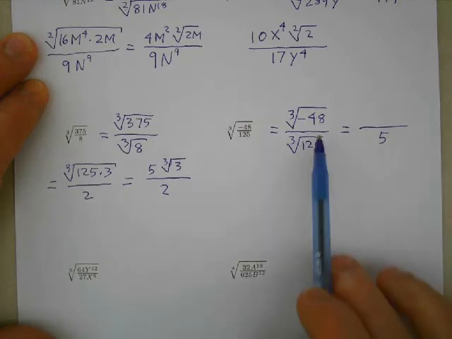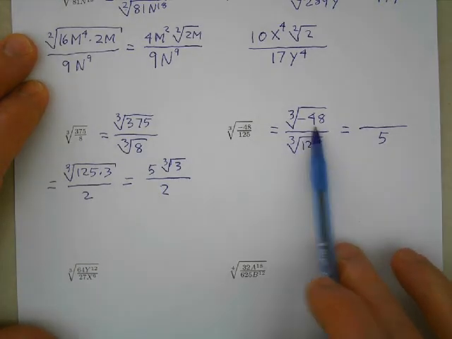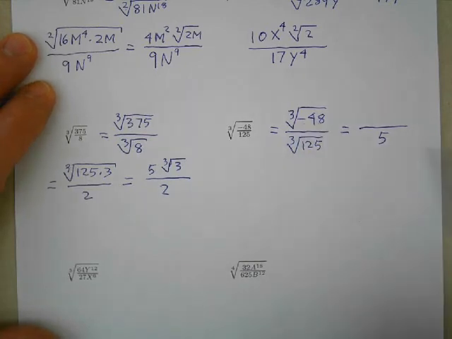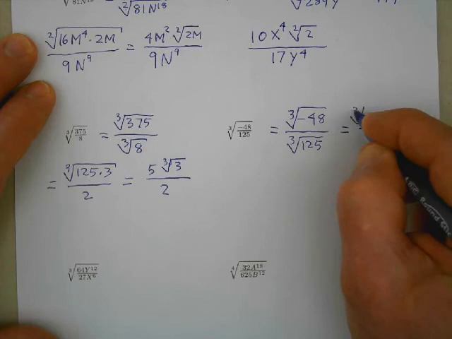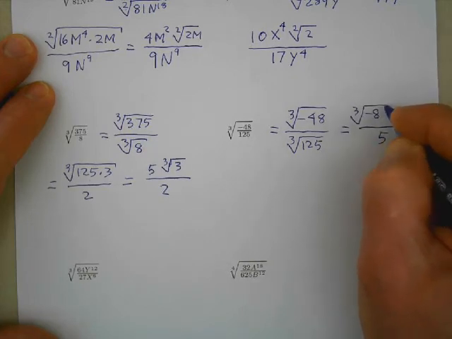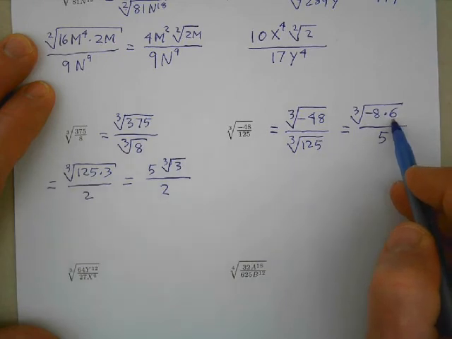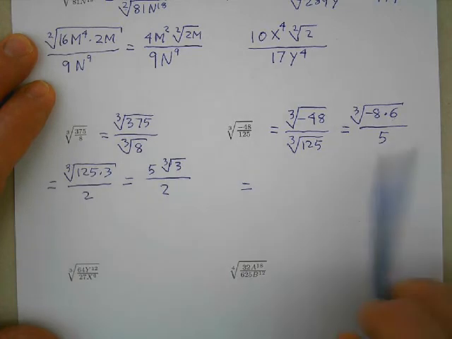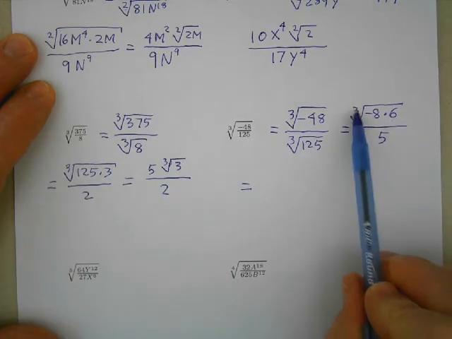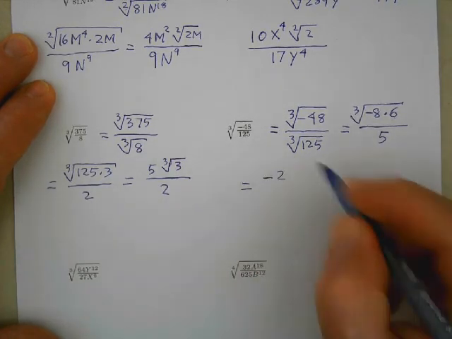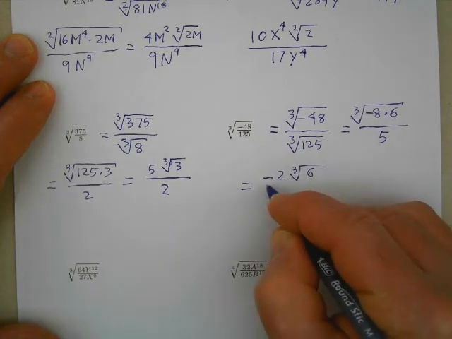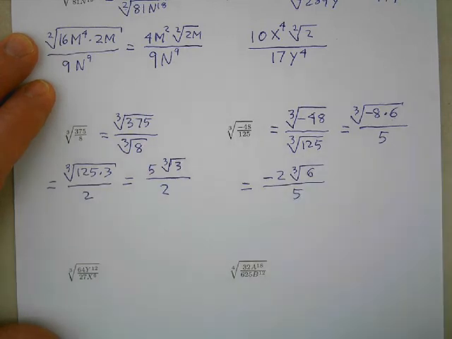The largest factor of negative 48 that's a perfect cube is 8, but we're going to factor negative 8 out and write it as the cube root of negative 8 times 6. Negative 8 times 6 is negative 48. And then in the next step, we'll just write down the simplified answer. The cube root of negative 8 is negative 2, and we multiply negative 2 times the cube root of 6, and this is all divided by 5.